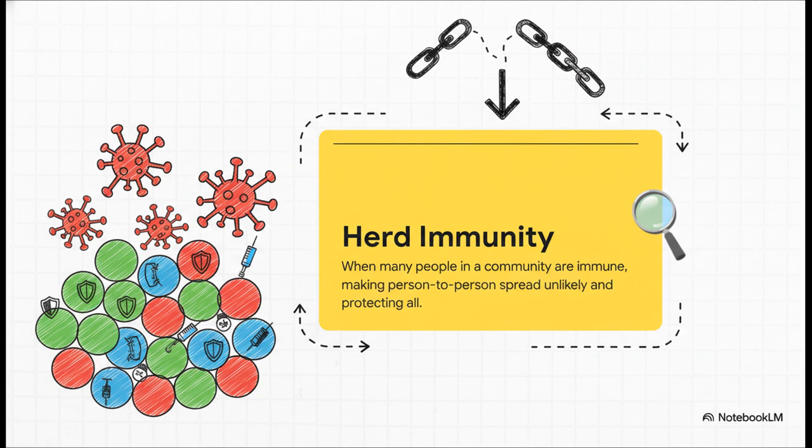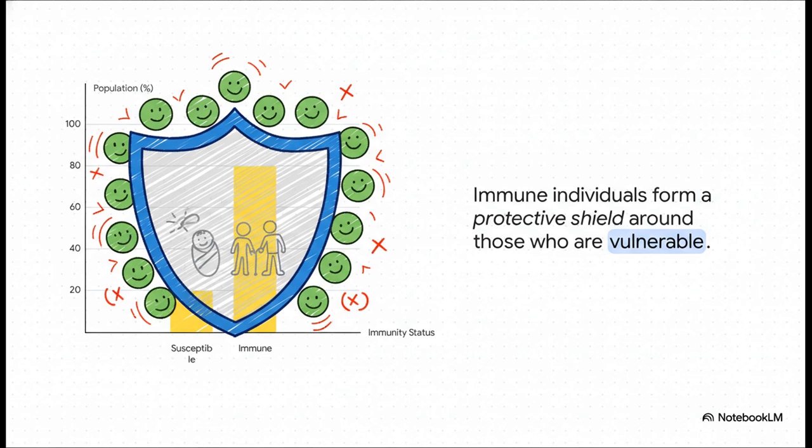The best way to think about it is like a collective shield. When enough people in a population are immune, a virus that's trying to spread just keeps hitting brick walls. It can't find a new person to infect, so it has nowhere to go. It keeps running into dead ends. And you can see exactly how it works right here.